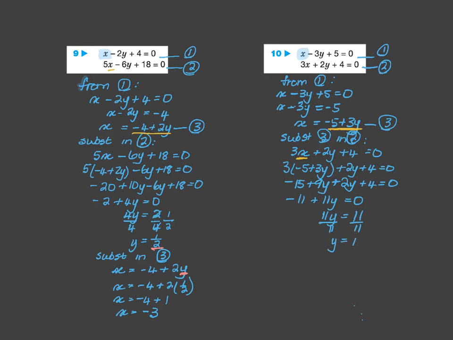Then I'm going to substitute in equation 3. X is equal to negative 5 plus 3y. What am I going to substitute? Well, over here I know that y is equal to 1, so I'm putting 1 in the place of y. X is equal to minus 5 plus 3 times 1. X is equal to minus 5 plus 3. And so x is equal to negative 2. And that's it.